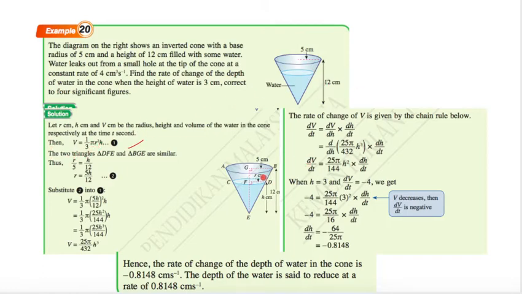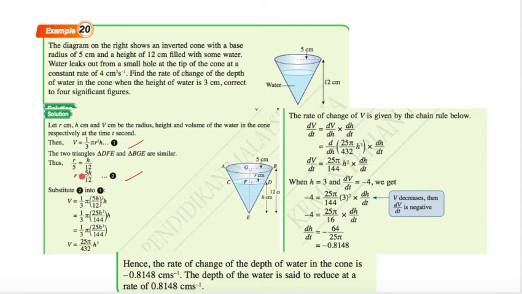Okay, like this, bigger one. This is 5, this is R. This is 12, this is H. Okay, R over 5 equals H over 12 by using similar triangles. So R over 5 equals H over 12. R equals, this one 5 up, so 5H over 12.